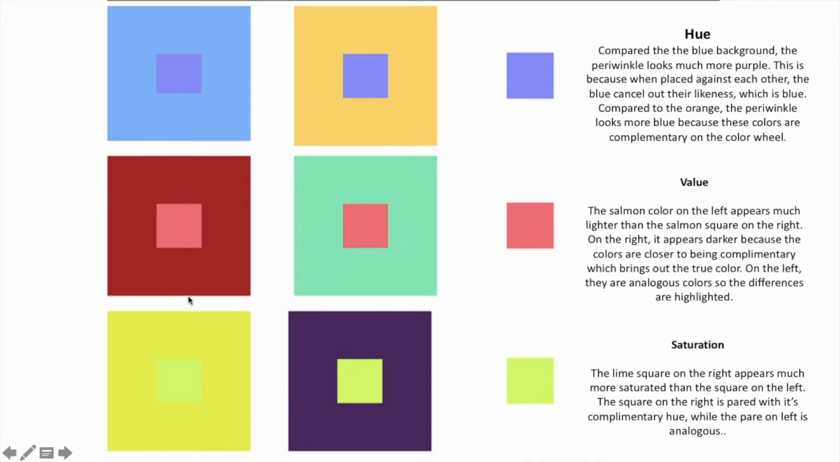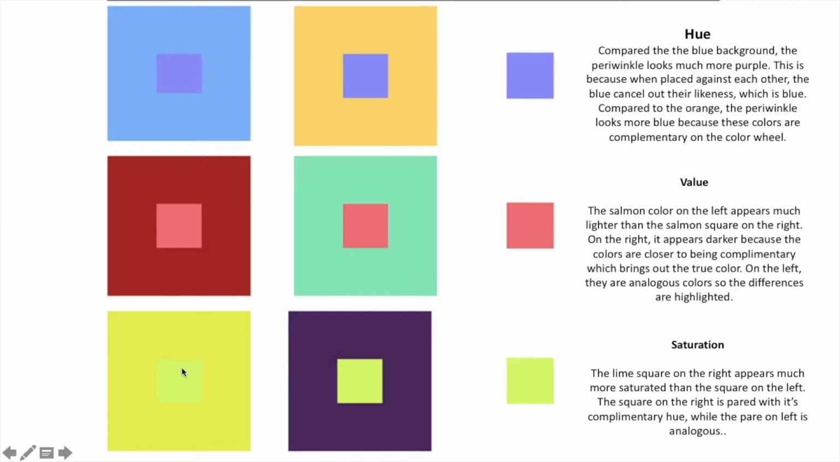Here we have another analogous color harmony and another complementary color harmony, both in comparison. But it's important to think about the values that you're contrasting. Here we have a similar color family, similar hue, but we have dark versus light. And here we have light versus dark. So the same square is going to look light or dark depending on what's surrounding it.